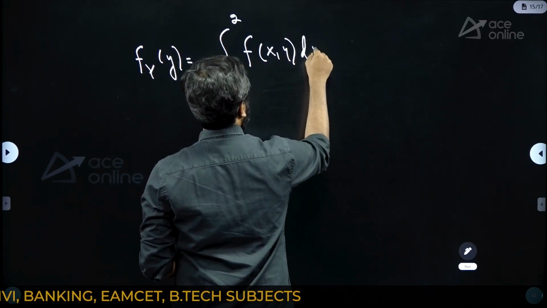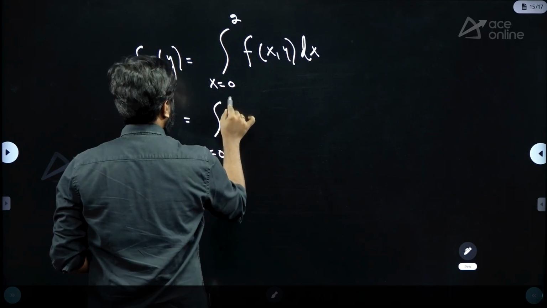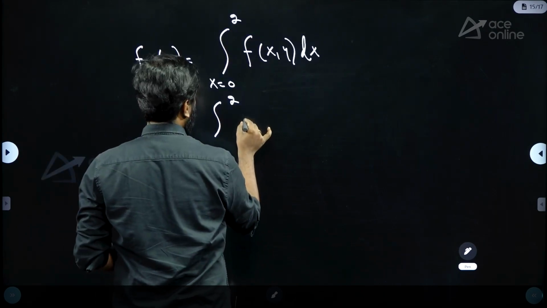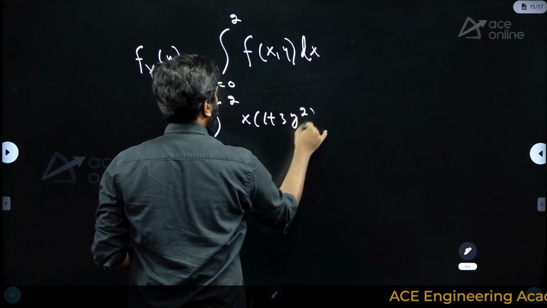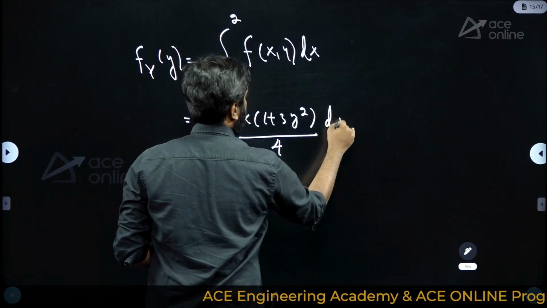With respect to x. So let us integrate that. x is from 0 to 2. The joint density function is x into (1 plus 3y square) by 4. This integration is now with respect to x.